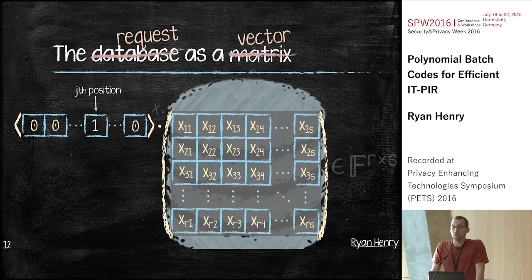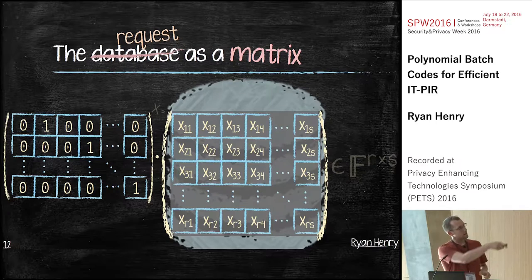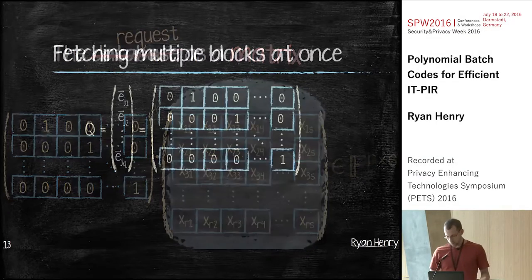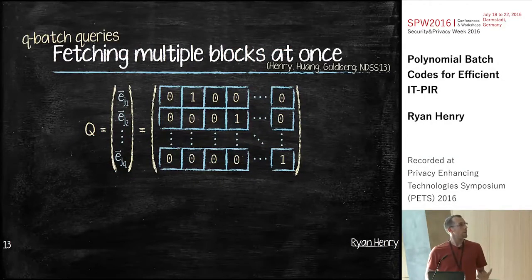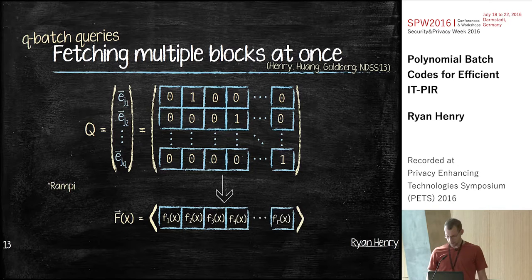The second thing we're going to do is figure out how can we get more information out of the database at the same cost. This is actually work that I did with Ian Goldberg and Icho Huang back in 2013 that I'm going to talk about briefly, and then we'll see how it can work with this. So the idea here is rather than sending a vector like this, we want to fetch several blocks. What we really want to do is send a matrix that has a whole bunch of different queries into it, but we want to try to do this as efficiently as possible.